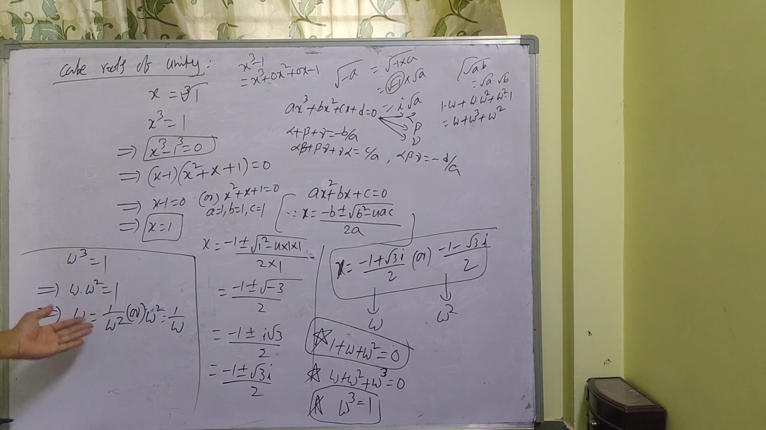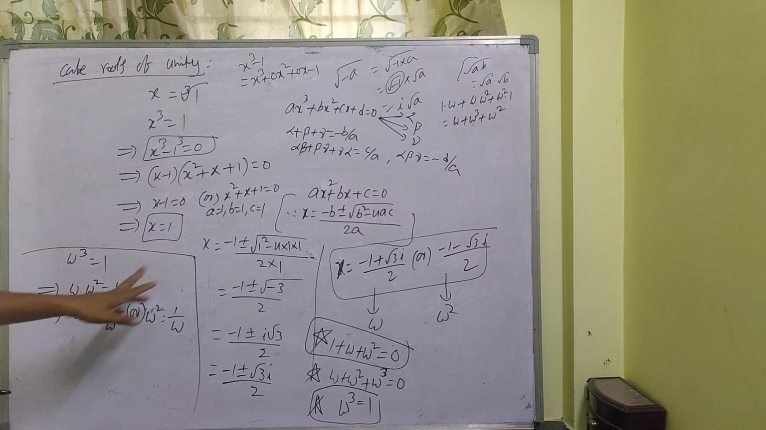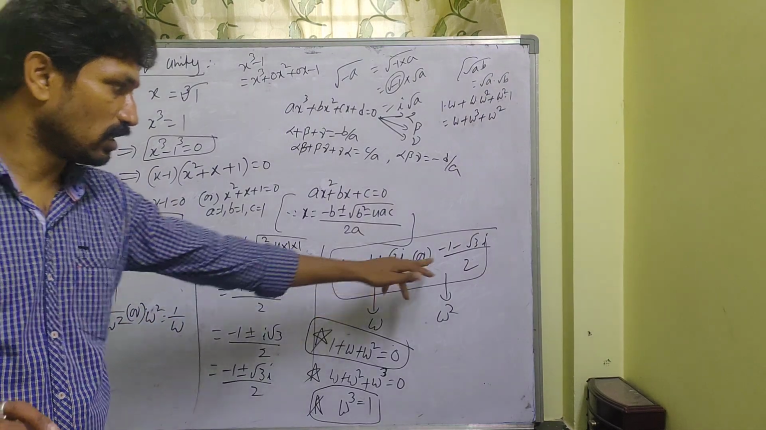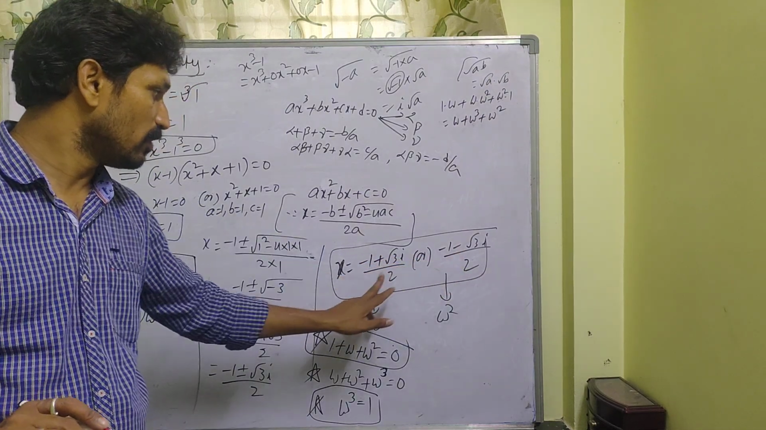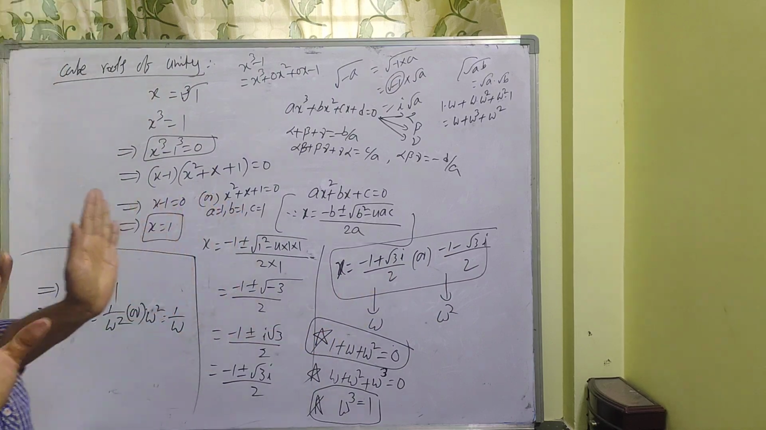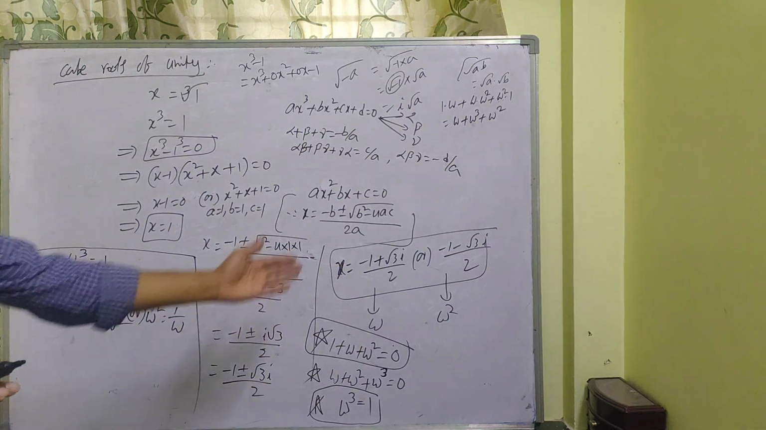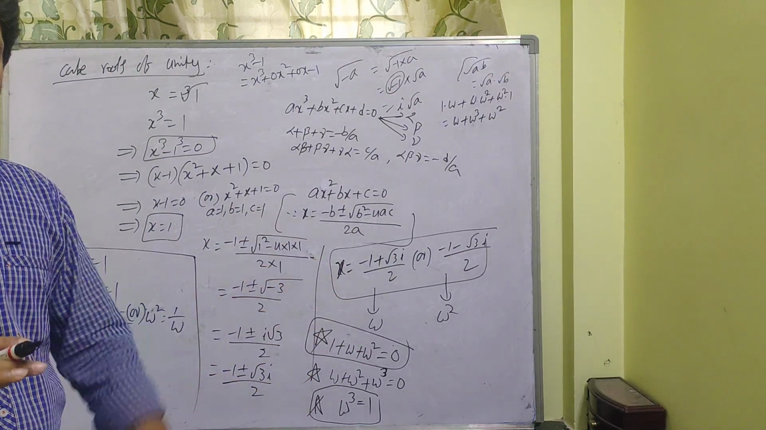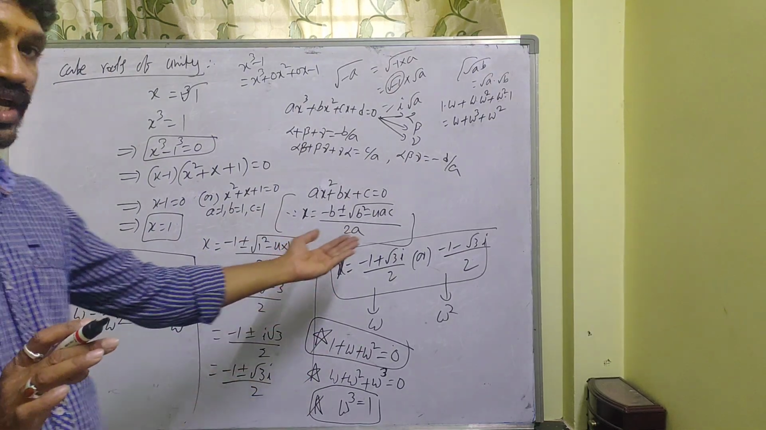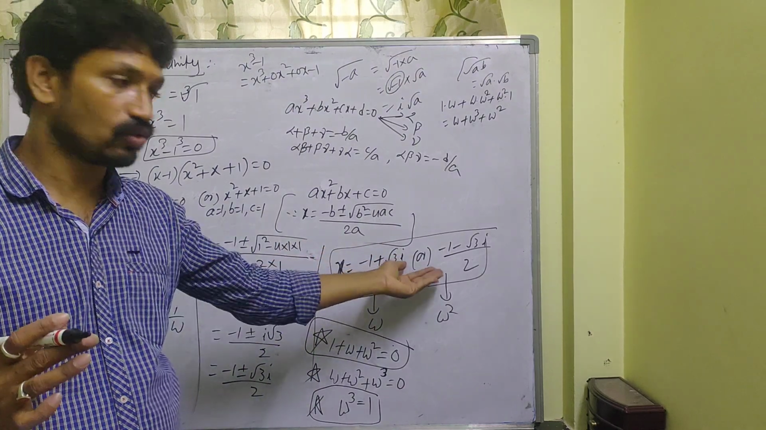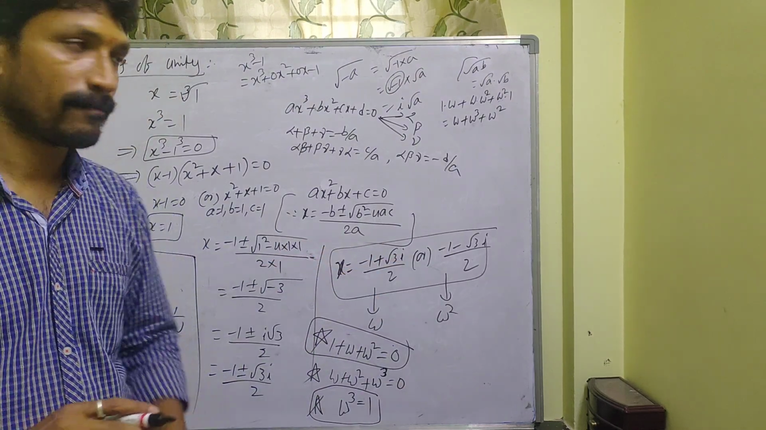Okay, so these are very, very important. So, reciprocal of this one is nothing but this one, or reciprocal of this one is nothing but this one. Both are same. So one you give for omega, another one you give for omega square. These are nothing but cube roots of unity: 1, omega, omega square. That omega you can remember, minus 1 plus or minus root 3i by 2. Okay, clear?